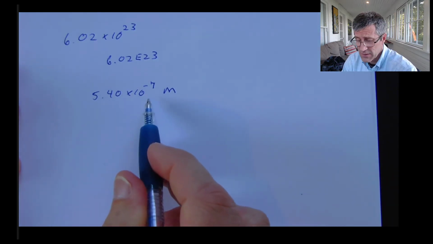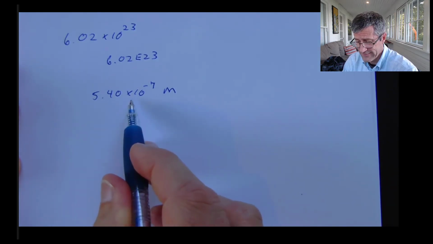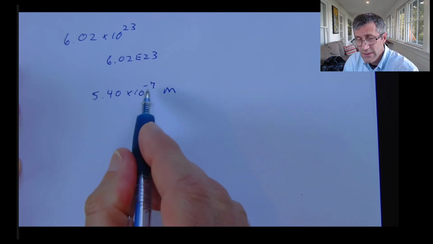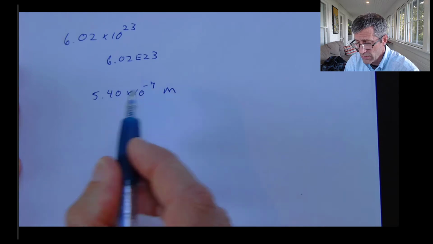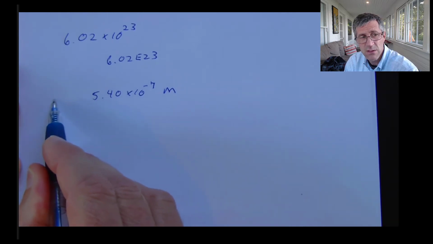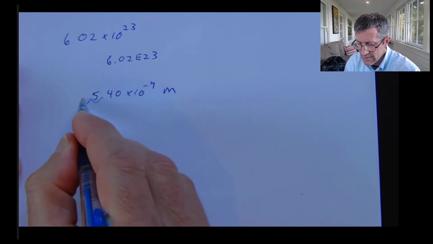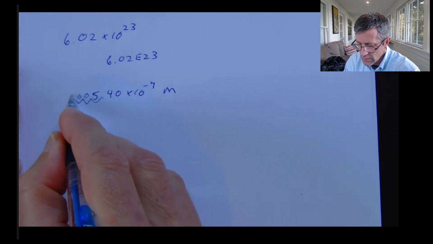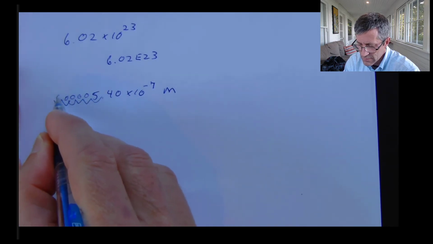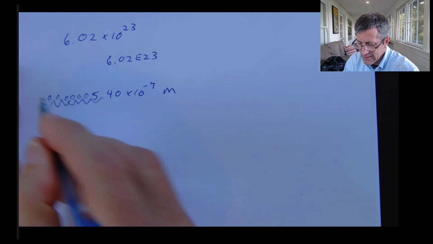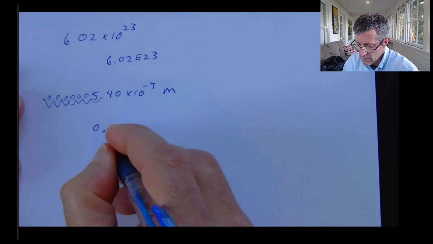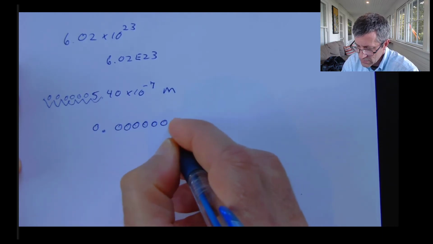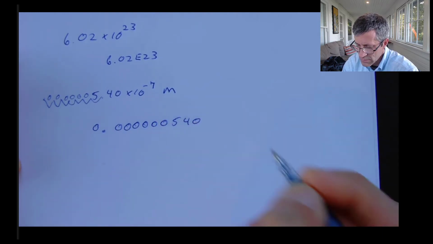And if I was to convert this into a standard number, what am I going to do? It's minus 7, so it's going to be a small number. So I want to move my decimal place to make it smaller. I'm going to move my decimal place 1, 2, 3, 4, 5, 6, 7 times. So I'm going to end up putting a 0 in the front, 1, 2, 3, 4, 5, 6 zeros, and then my 5, 4, 0.